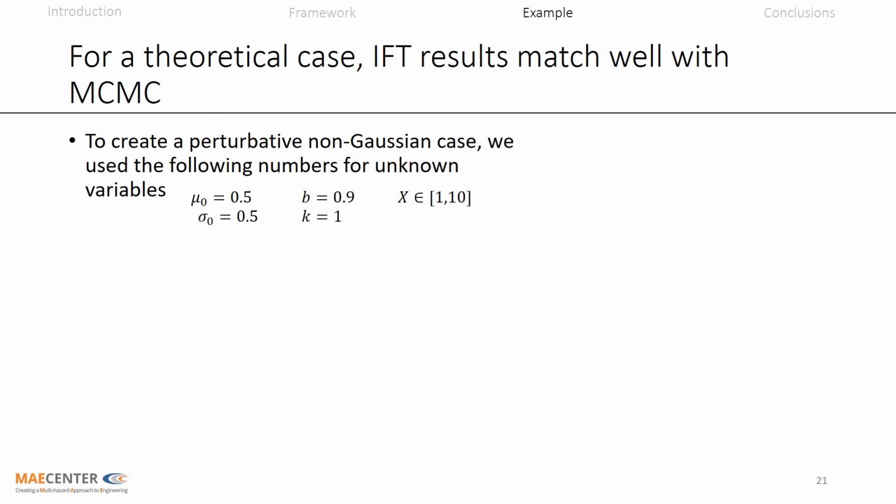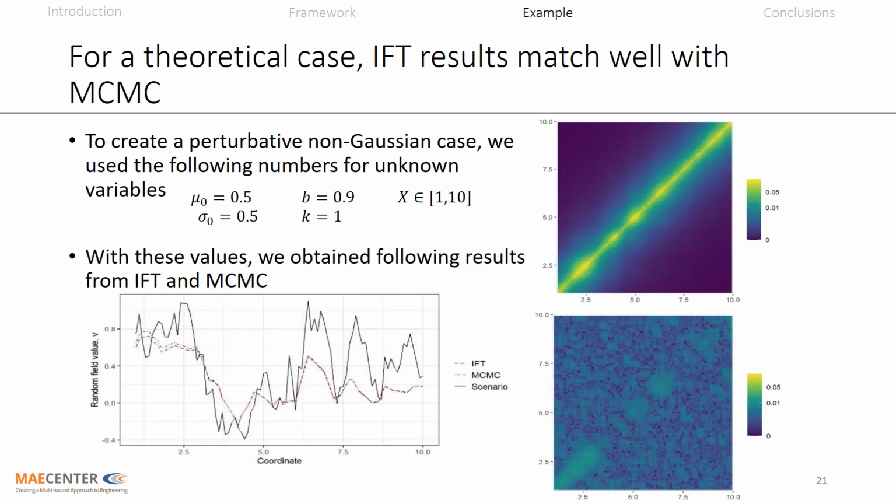To create a perturbative non-Gaussian theoretical case, we use the following numbers for unknown variables. For the mean and standard deviation of the Gaussian prior, we use 0.5. For the coefficients b and k in the rate factor expression seen previously, we use 0.9 and 1. And then we also assume that the domain of the random field is between 1 and 10. Using a scenario random field with these parameters, we generated gamma and Poisson data, and then we use this data to infer the posterior moments for the random field.